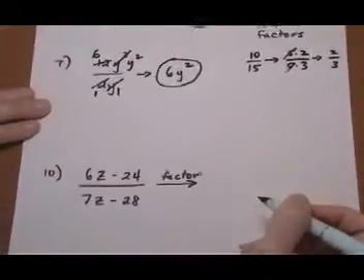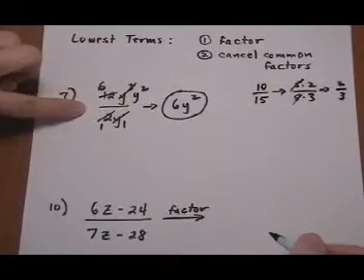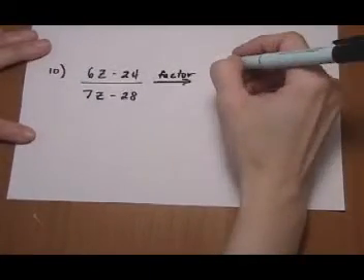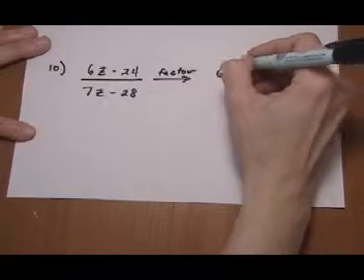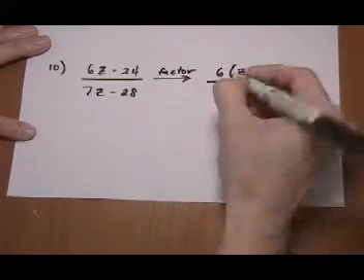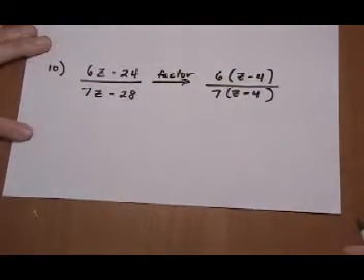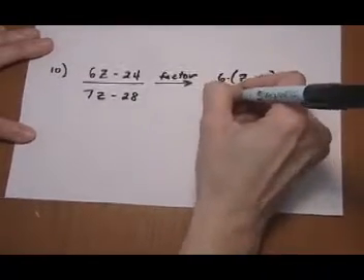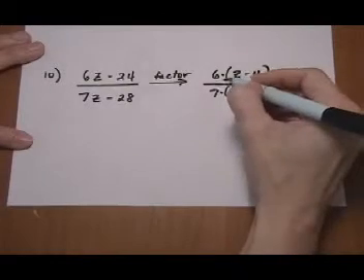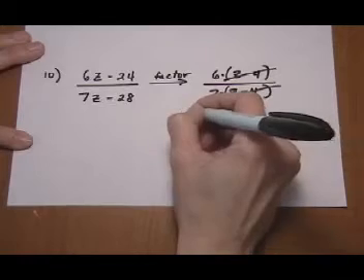The one up here we didn't have to factor because it's already a bunch of pieces being multiplied together. It's already factors. But this one's not. This one has separate terms. So we factor. We can pull out a 6 on the top. We get z minus 4. Pull out a 7 on the bottom. We get z minus 4. And now we have a bunch of different factors. These are all separated by multiplies. And we can cancel entire factors. z minus 4 is gone. And we're left with 6 over 7.